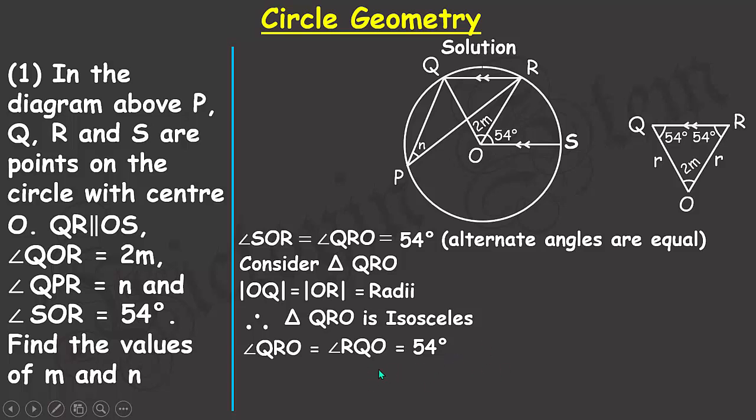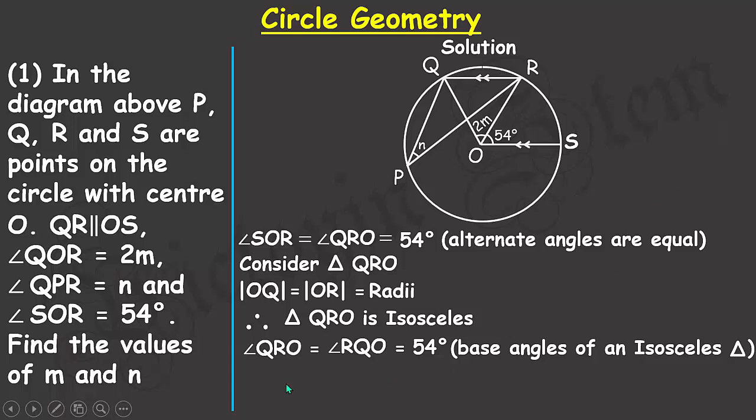Okay? Now, if that be the case, I can say the reason is they are base angles of an isosceles triangle. Of course, this triangle QRO is an isosceles triangle. OQ equals OR because they are both radii, and that makes the base angles equal.